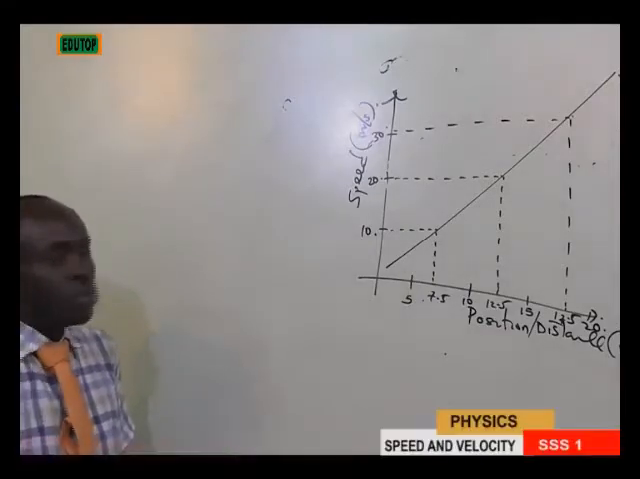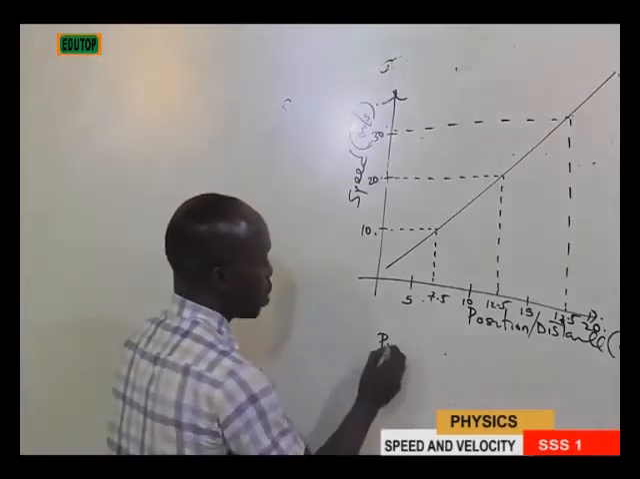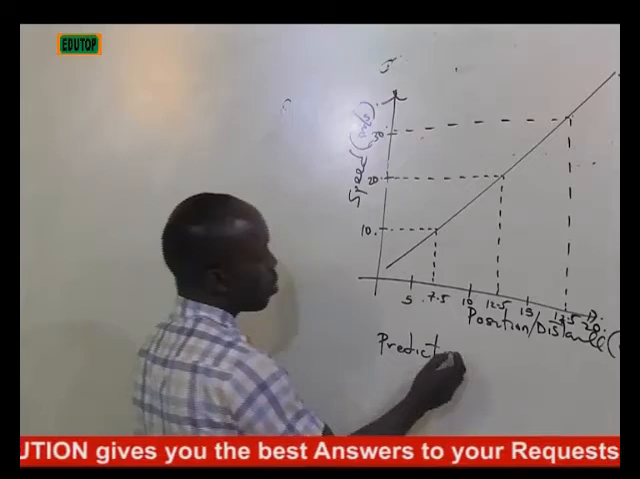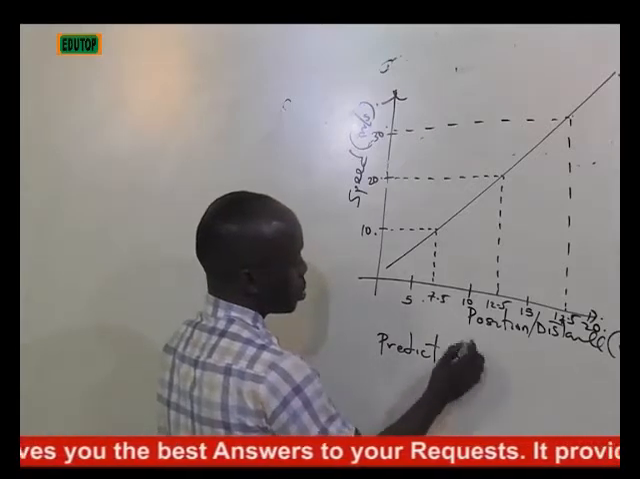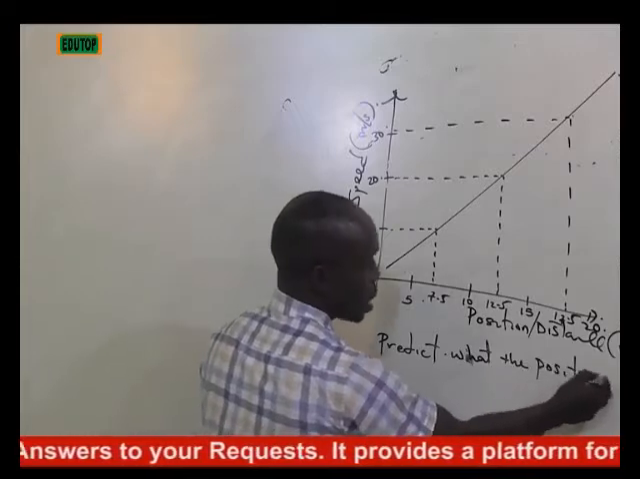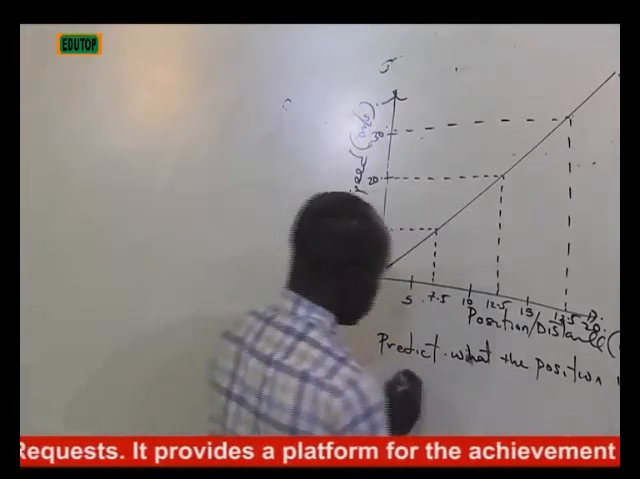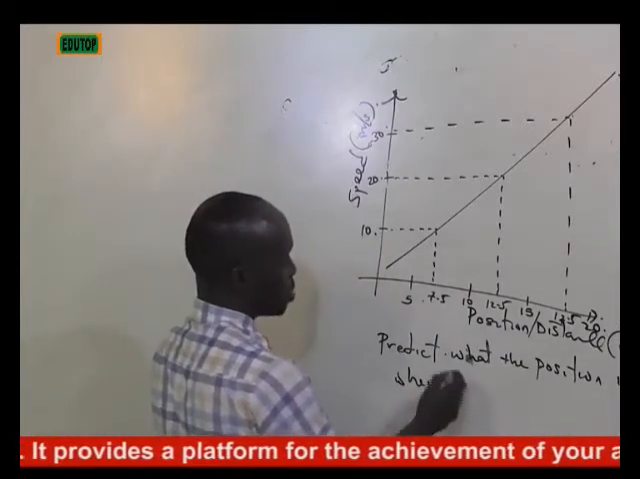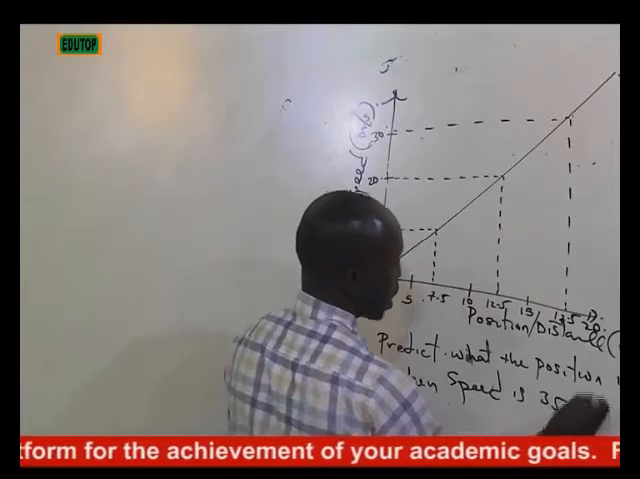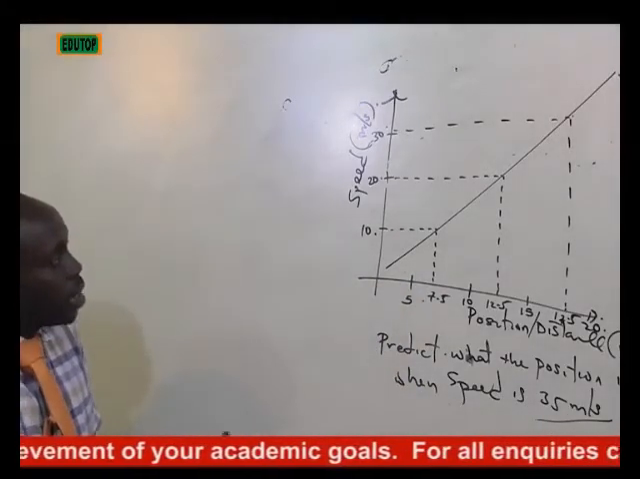Now, if someone decides to tell you to predict, what do I mean by predict? It comes in the form of a question. Predict what the position will be. This is how the question will be: predict what the position is when the speed is, let's say, 35 meters per second. Are you seeing it? It's called a graph of prediction.